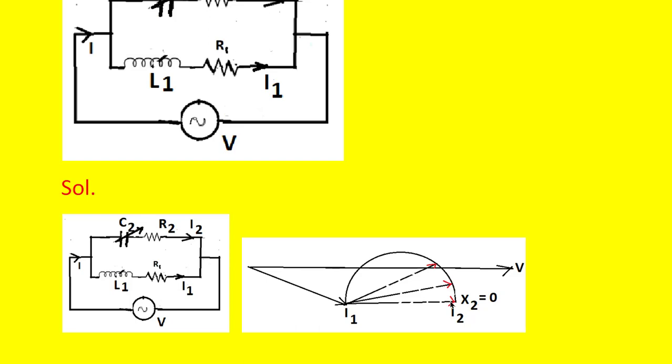Then if we increase the capacitance, the current starts leading the voltage by some angle like this. If you increase that capacitance value to infinity, the current value in that branch becomes 0. In between we find the semicircle like this.